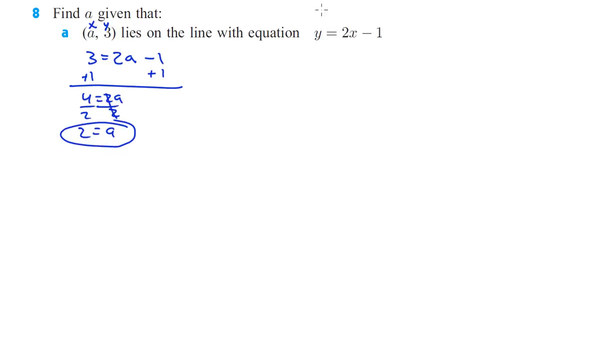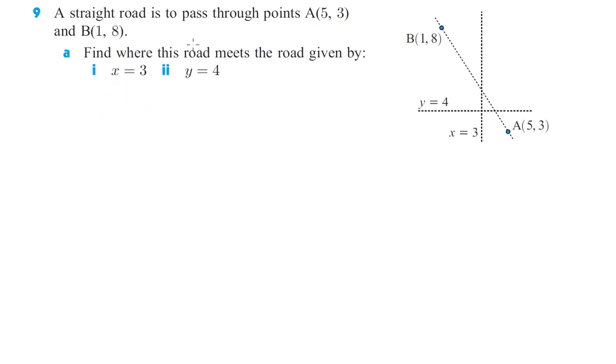And you can always double check to make sure that it works, and it should work out. Right? So (2, 3). So 3 equals 2 times 2 minus 1. 2 times 2 is 4. 4 minus 1 equals 3, so we know we have it right. Okay? All right, number 9.